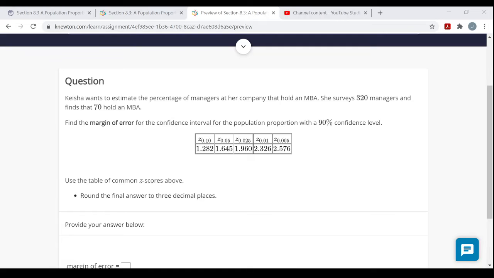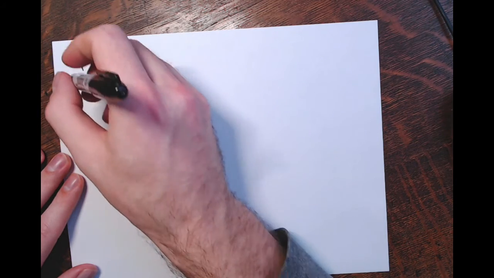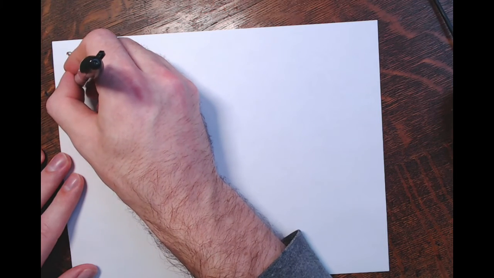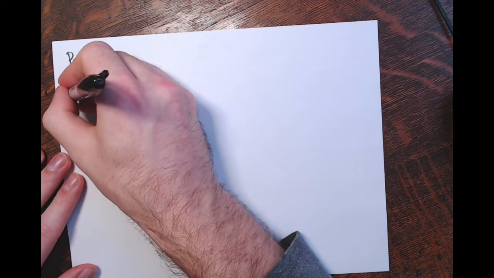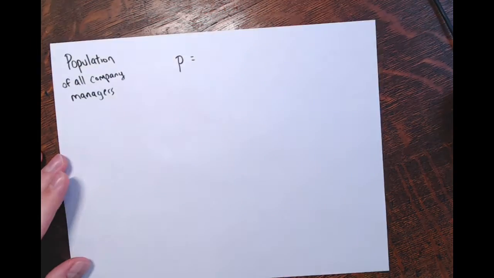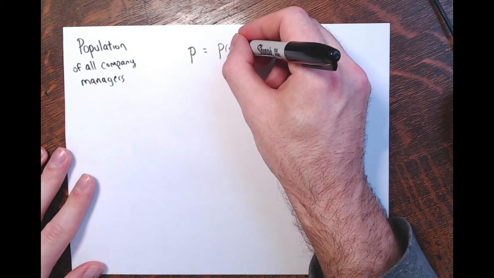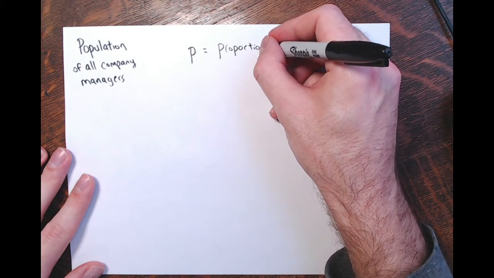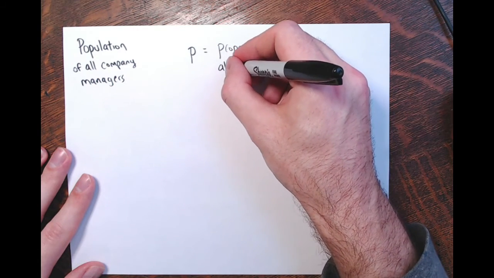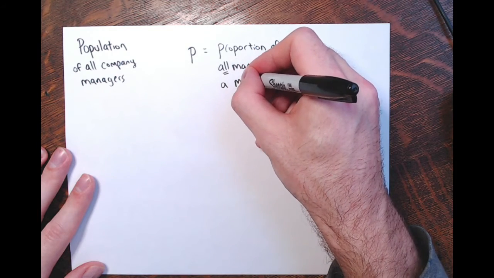All right, so let's draw out what's happening on a piece of paper. Let's get rid of the calculator for a second. We have this population of all managers at her company. And we have this, P. P represents the proportion of the entire population of all the company's managers across the country, maybe even across the world if it's that big, that hold an MBA. So the proportion of all the managers, the whole population, with a master's in business administration, MBA.